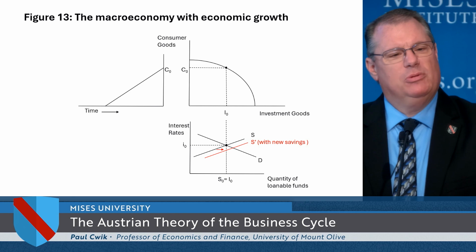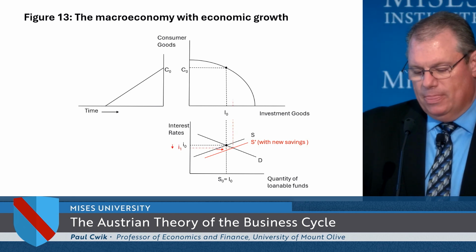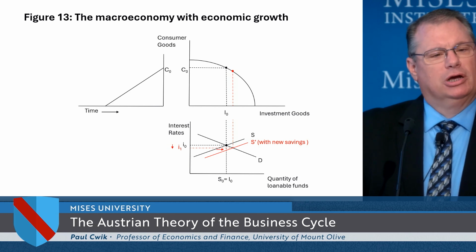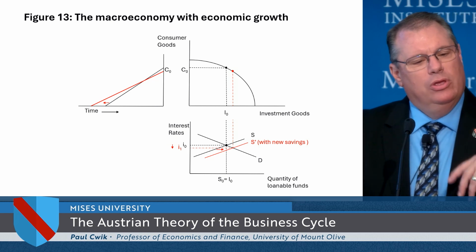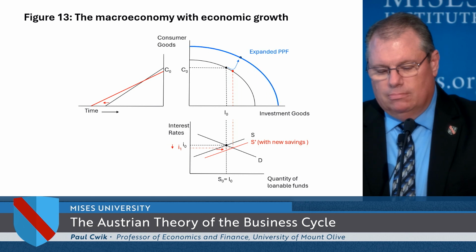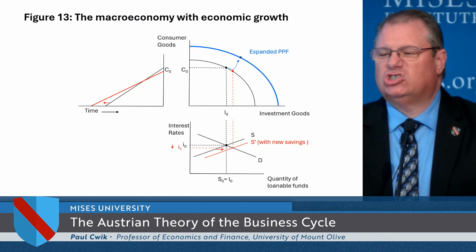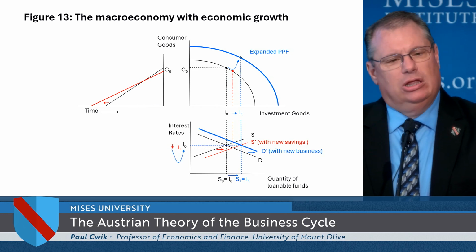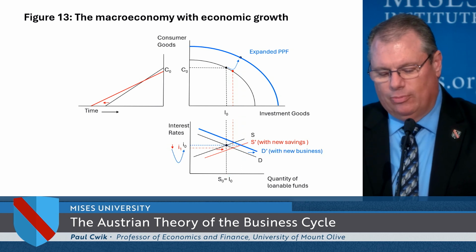So we start with people becoming more patient. So we see an increase in the supply. We see that interest rates fall, and we move along the production possibility frontier. We then see that we start to build out this capital structure, more roundabout production processes. But that leads to what? More productivity. We're expanding the frontier. And when we expand the frontier, we see that new businesses are formed, right? So see what happens down here in the loanable funds market.